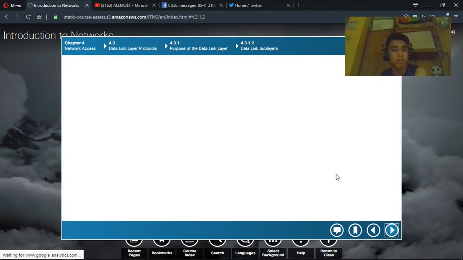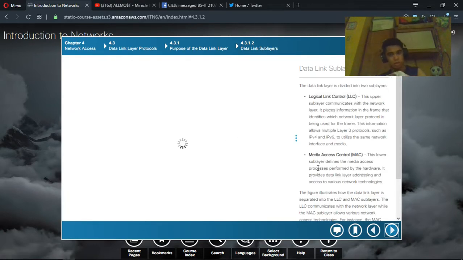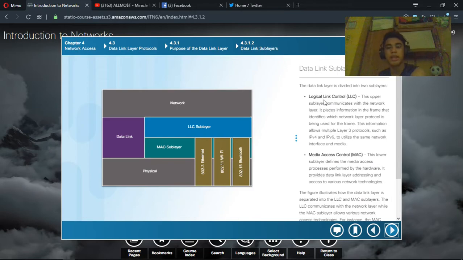Next, data link sublayers. The logical link control, or LLC, is the upper sublayer that communicates with the network layer. It places information in the frame that identifies which network layer protocol is being used for the frame. The information allows multiple layer 3 protocols such as IPv4 and IPv6 to utilize the same network interface and media.